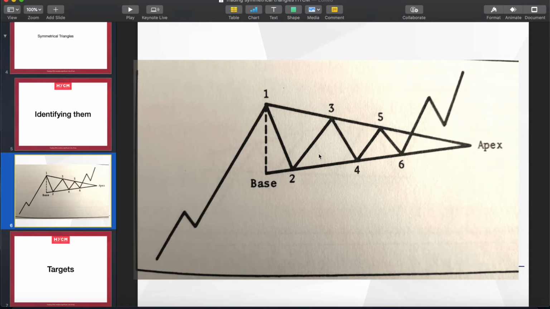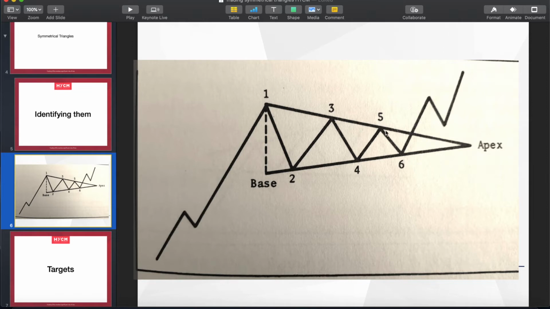Now, the minimum requirement for a triangle is that you have 4 reversal points. You need to have a minimum of 1, 2, 3, 4. Now, in order to draw these 2 converging lines, each of these lines has to be touched twice. So you need point 1, point 2, point 3, point 4. Then you've got the 4 touches. That's the minimum you need to form a symmetrical triangle pattern.